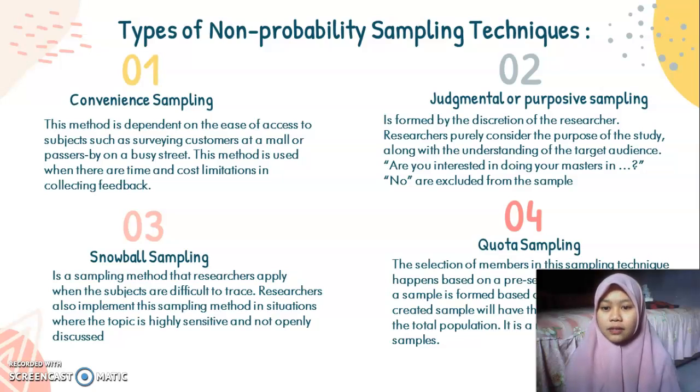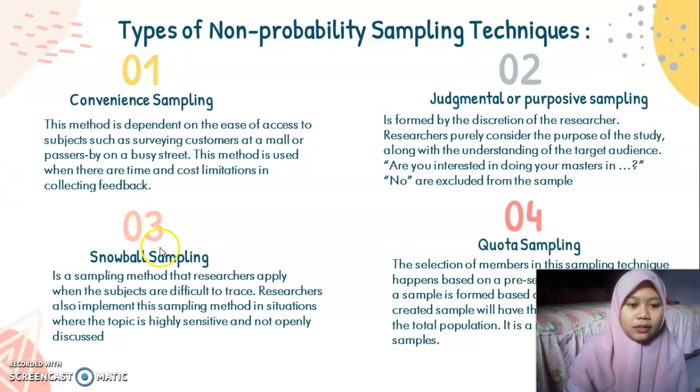Researchers purely consider the purpose of the study along with the understanding of the target audience. Like we can use a question such as, are you interested in doing your master's? And here we need to focus on the interest of people who want to do a master's degree. If they say no, those answers are excluded from the sample. It means we do not count the no answers.